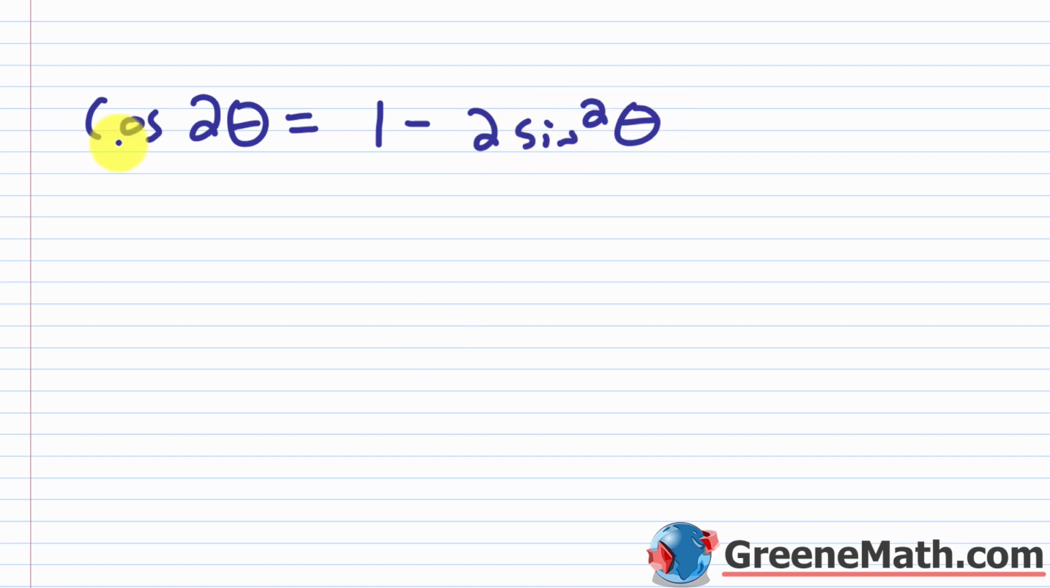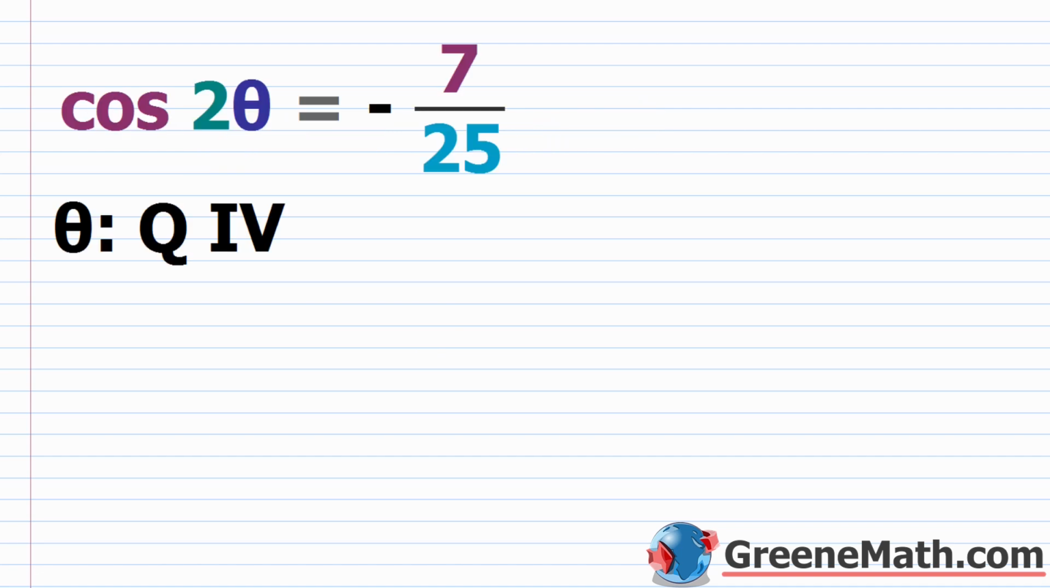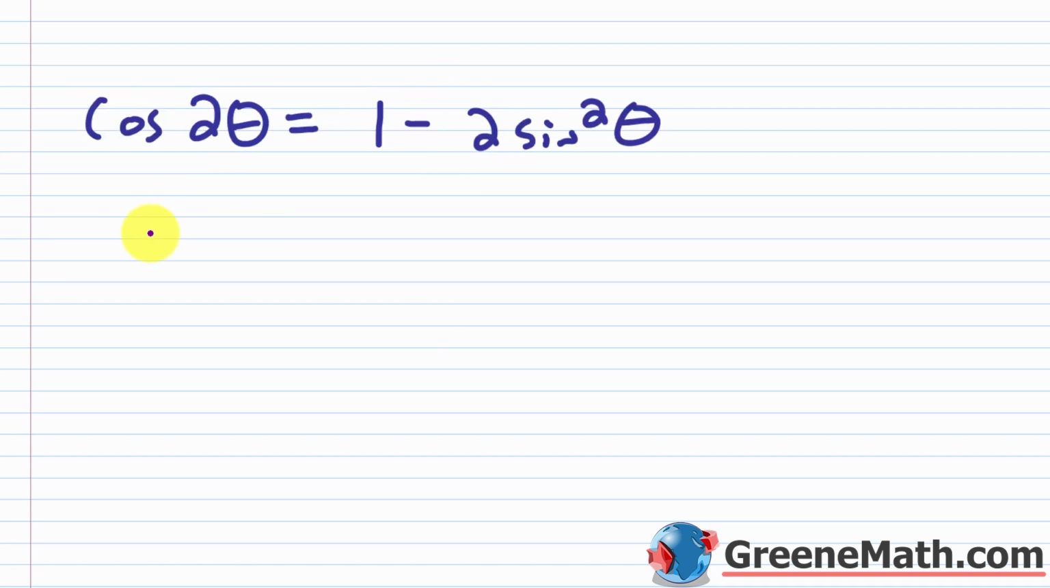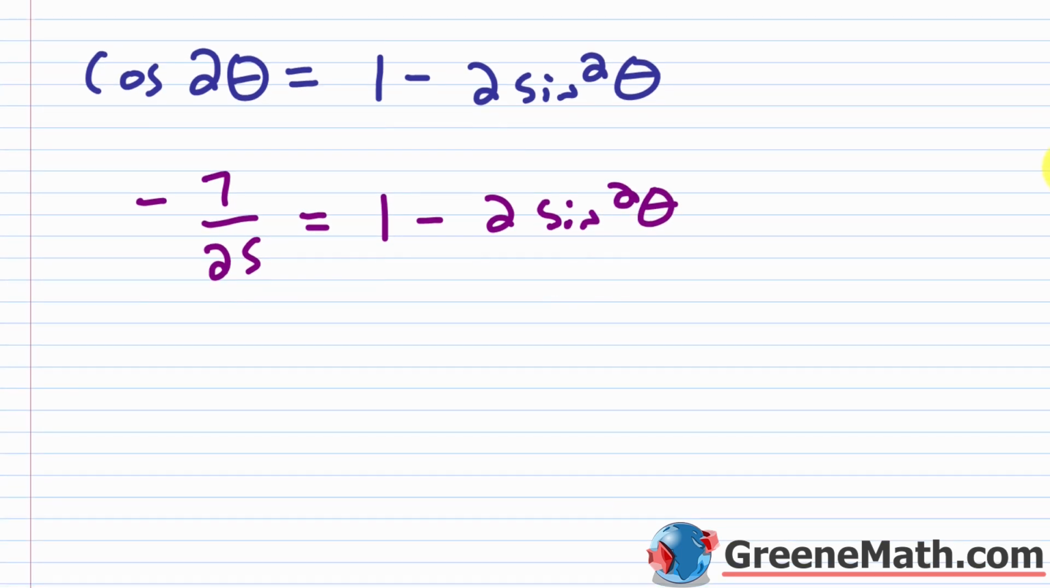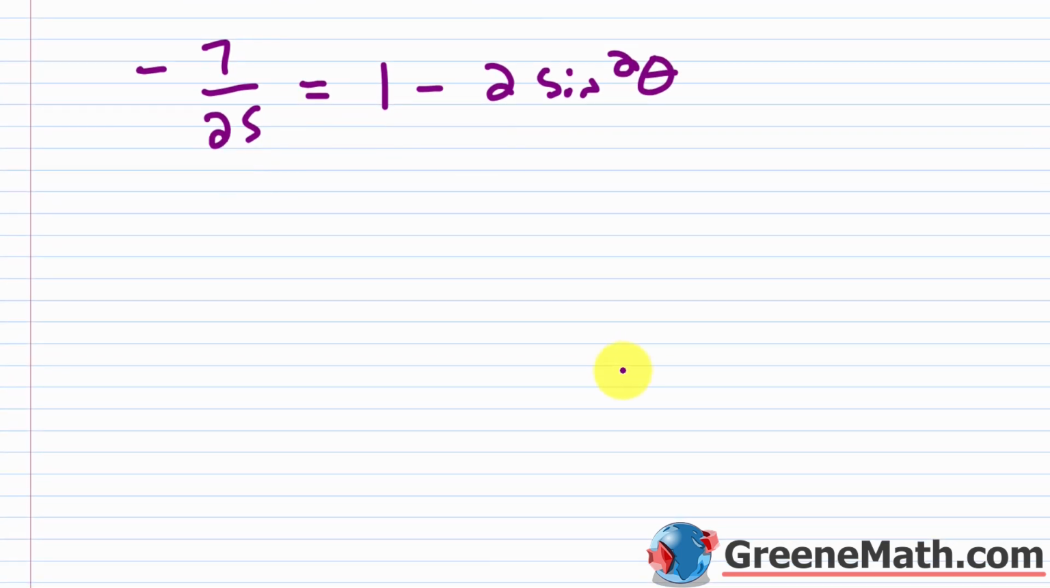Okay. Now I know what cosine of 2 times theta is, right? I'm given that as negative 7 over 25. So just plug in for that. So we're going to say this is negative 7 over 25, okay, is equal to 1 minus 2 times sine squared theta. All right, so from here, let's go down a little bit and get some room going. I'm going to basically flip this around. I want what I'm solving for on the left.